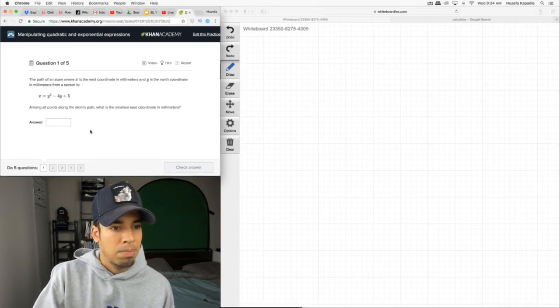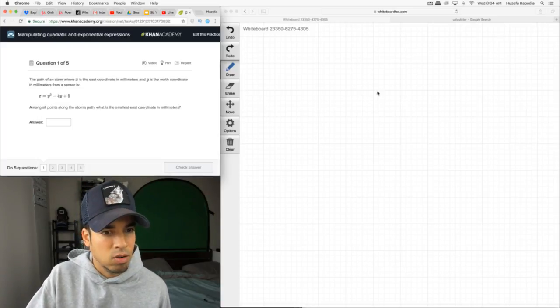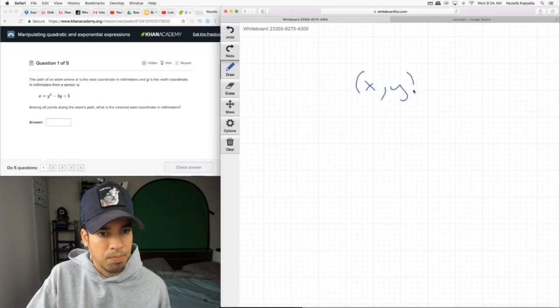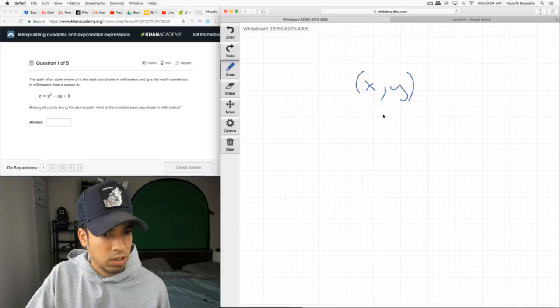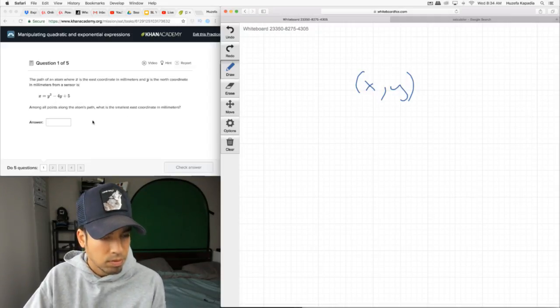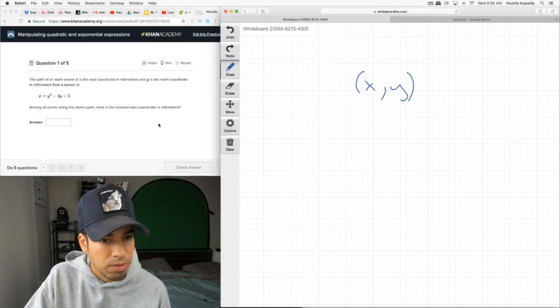All right. The path of an atom, where x is the east coordinate in millimeters and y is the north coordinate, okay, x and y in millimeters, from a sensor is this equation. Among all points along the atom's path, what is the smallest east coordinate in millimeters? So this is basically like we're finding a minimum.